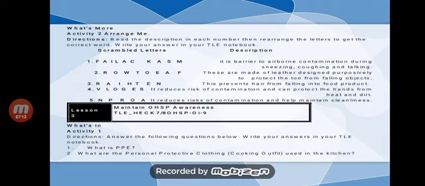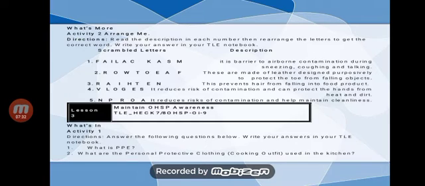Okay, activity 2, arrange me. Direction: read the description in each number, then rearrange the letters to get the correct word. Write your answers in your TLE notebook. Arrange the following scrambled letters.